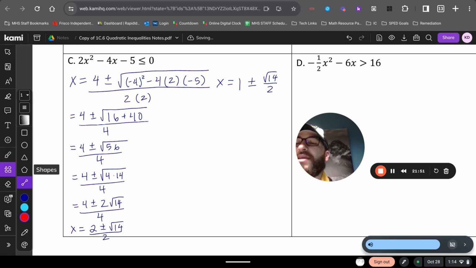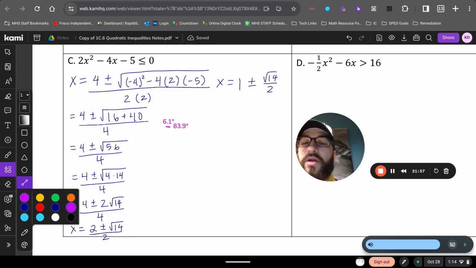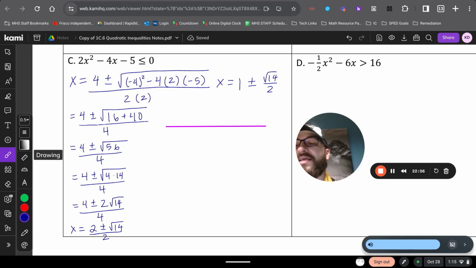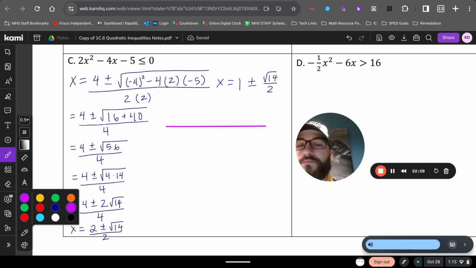Now, I know you might be thinking, Mr. Arbone, that was so much work, and I don't disagree, okay? But we're going to go ahead and draw on a number line, and on that number line, we're going to do closed in dots, because this is a less than or equals to. And one of them is going to be 1 minus, because that should be our smaller root, and the other one is going to be 1 plus.